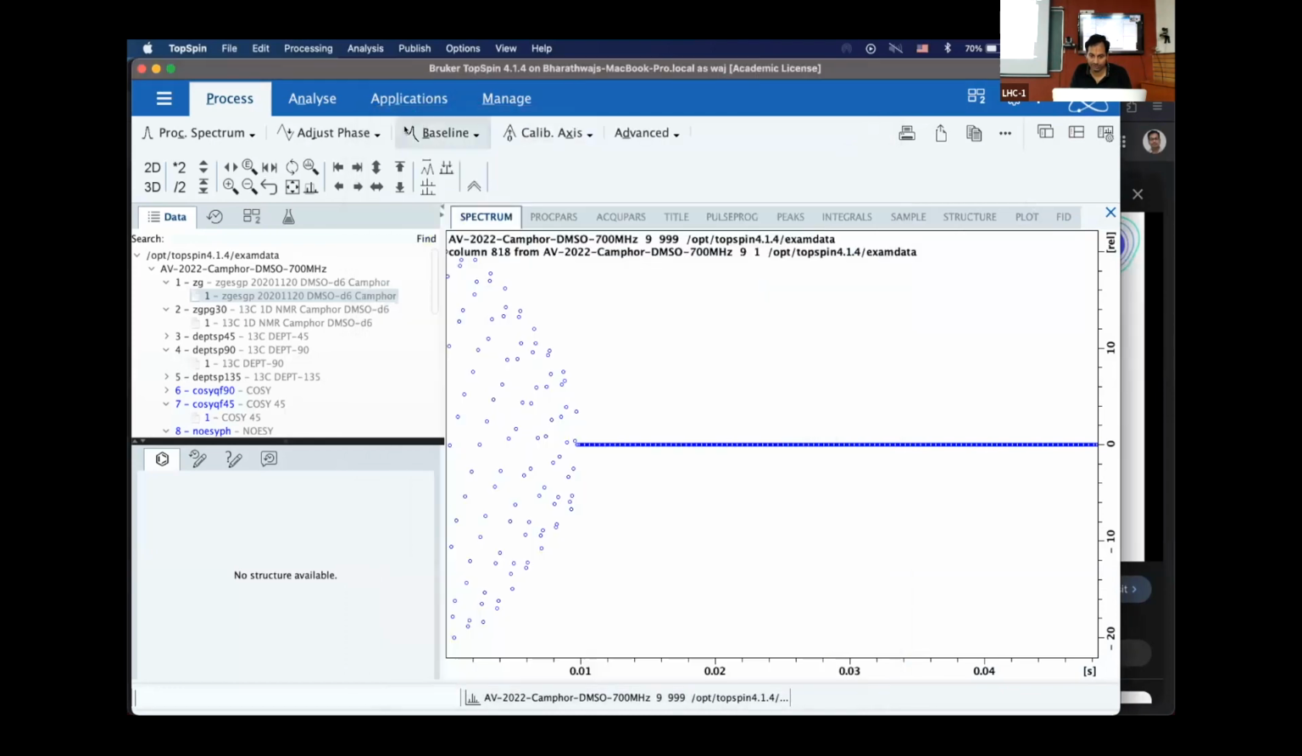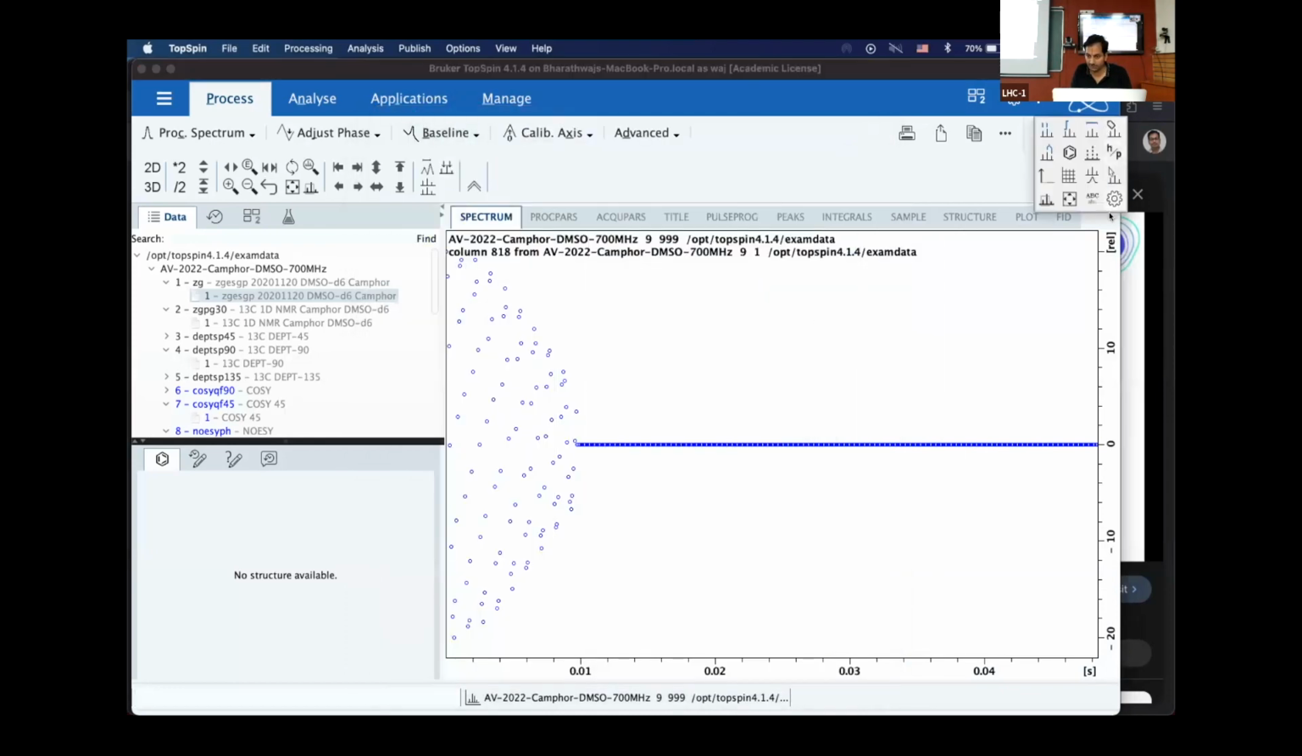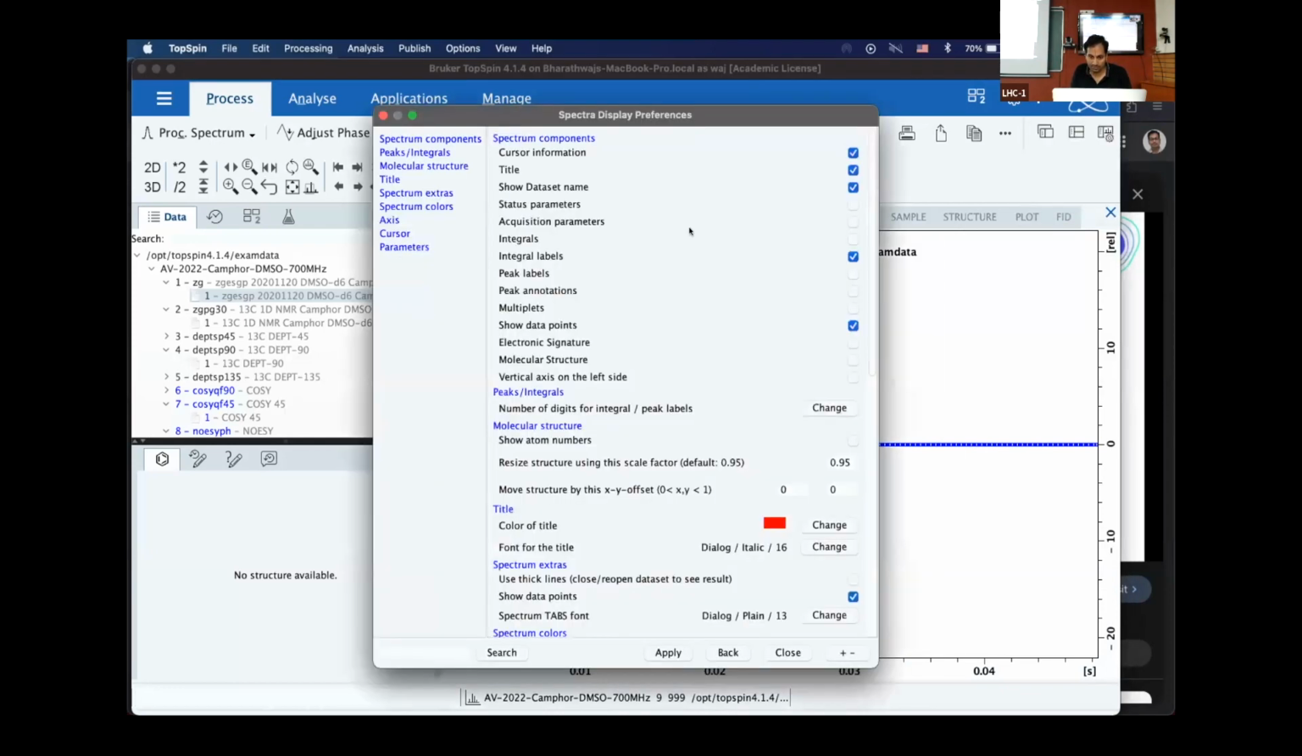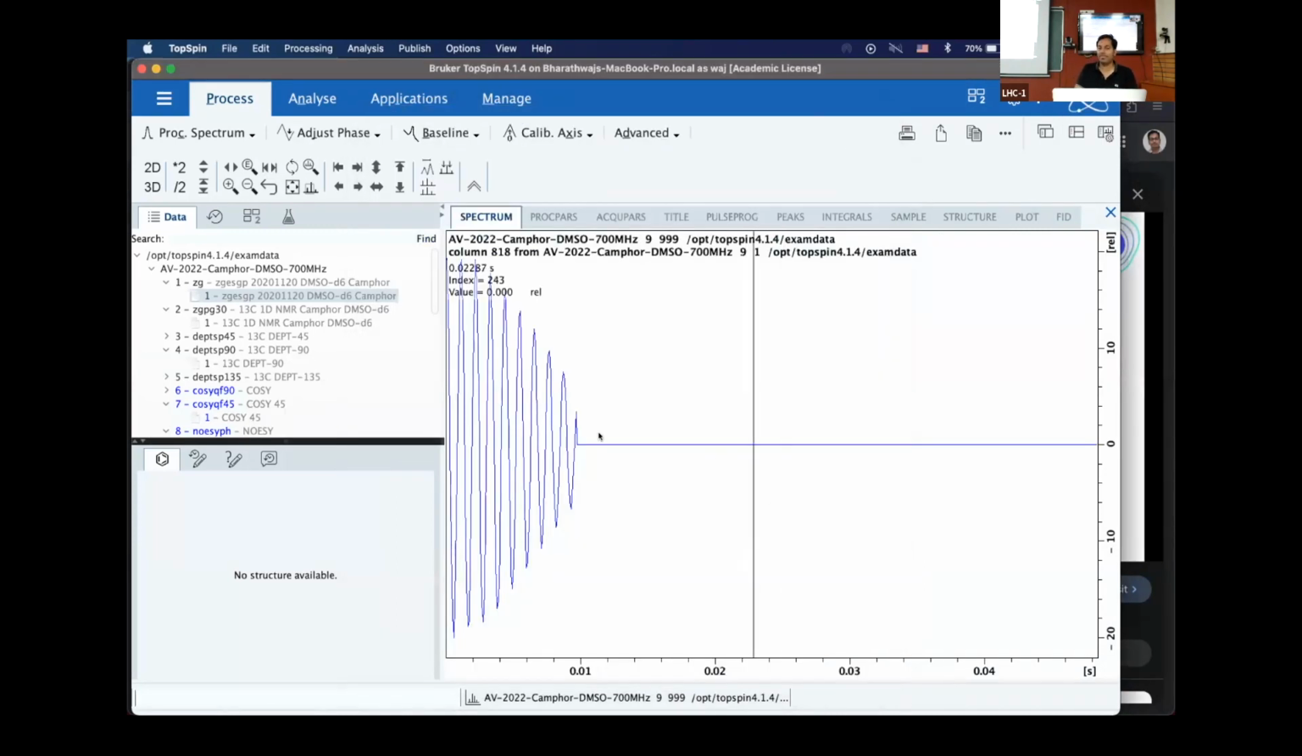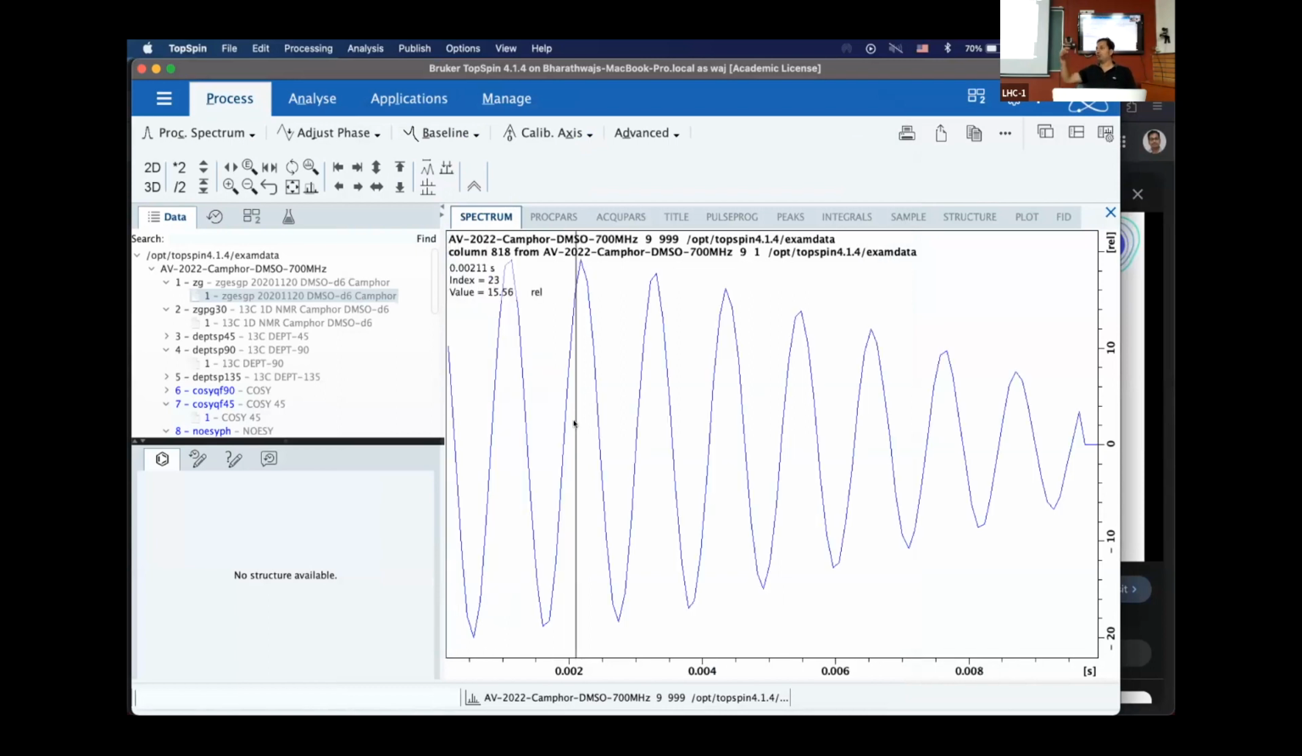Let me not show data points because it's a little confusing. I'll just show the oscillations. Okay. This is called the interferogram. I went to the proton frequency and I said that the proton frequency will get modulated based on the T1 time and the carbon chemical shift. Are you guys beautifully able to see a frequency that comes up?